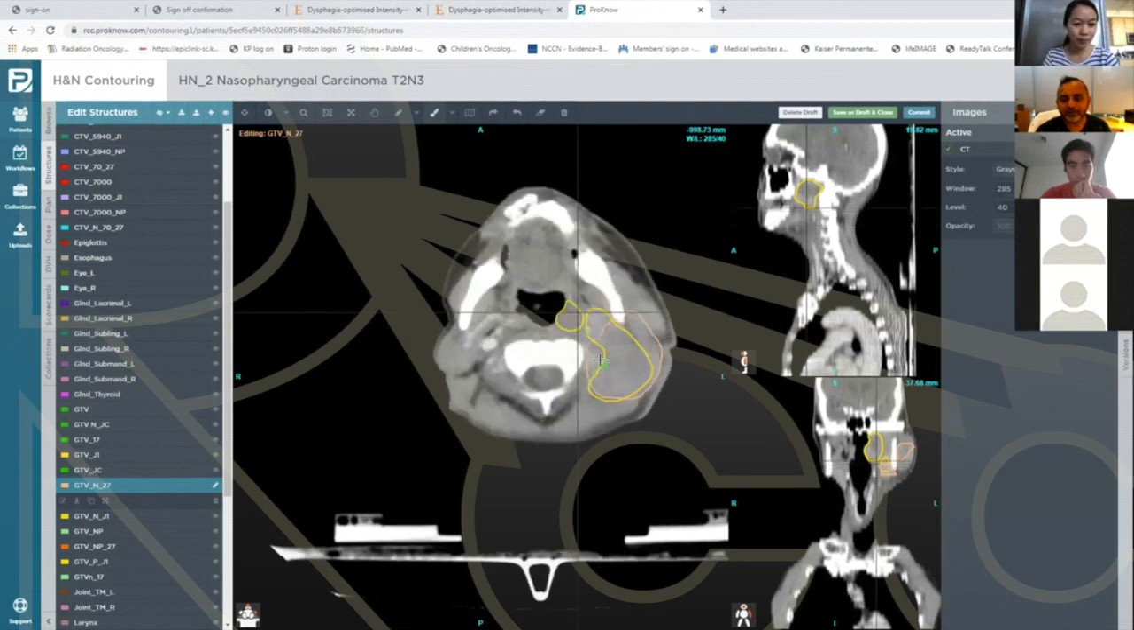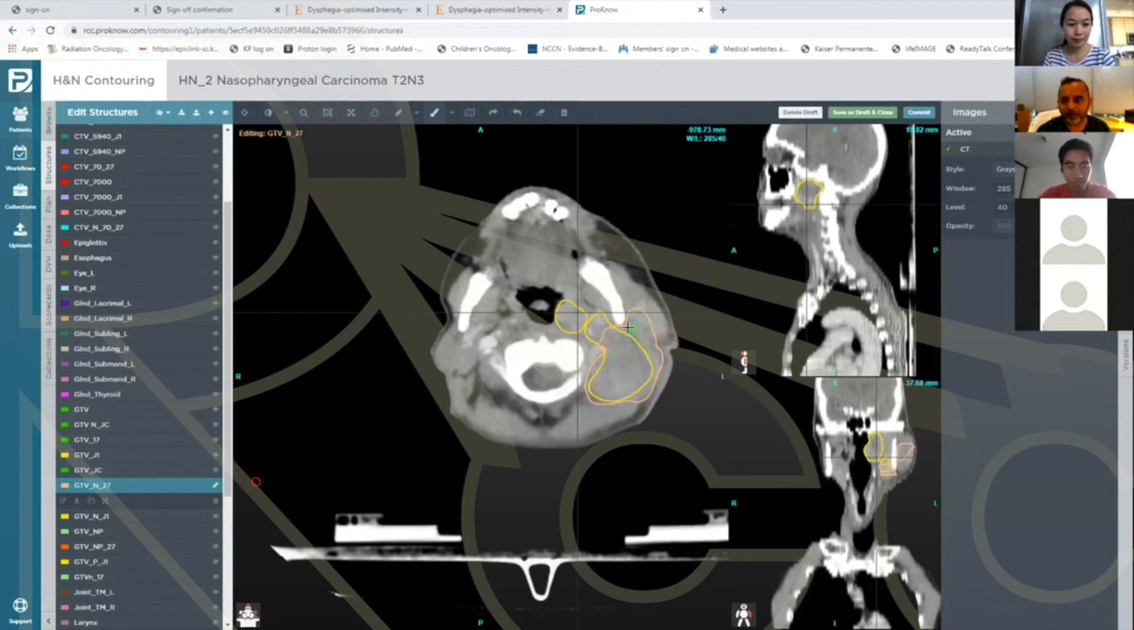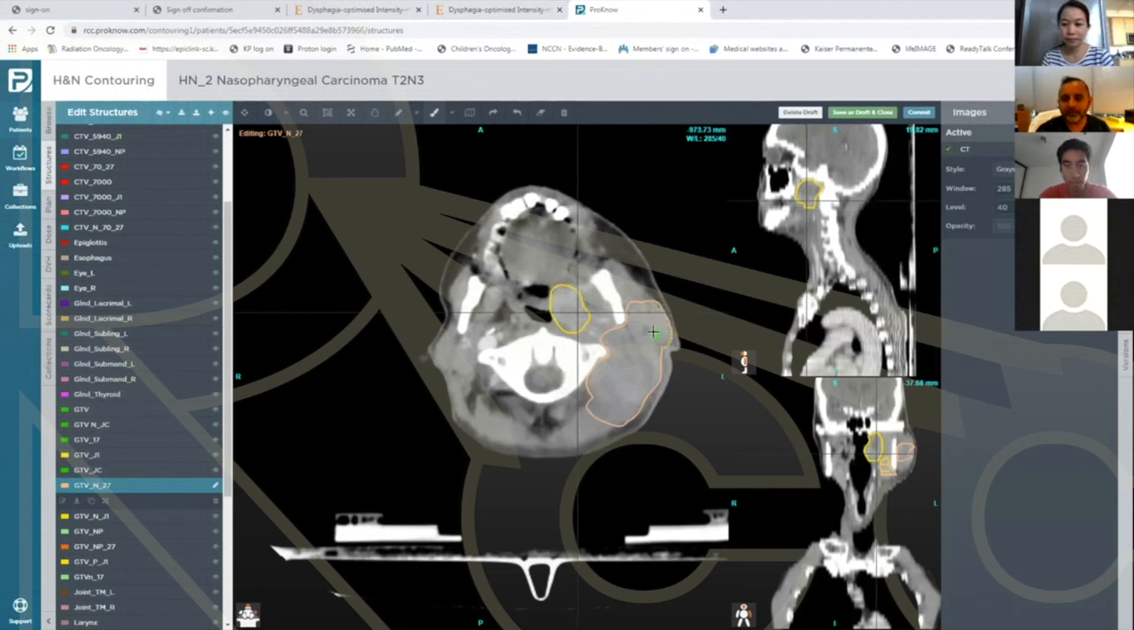So yeah, this was a tough case, but see here, I would have just contoured in terms of this nodal volume, it really needed to be like this. You can see that. And then the question becomes, once you have a node that is growing into the parotid gland, how much of the parotid gland do you need to treat?